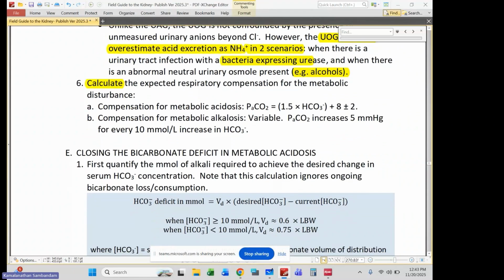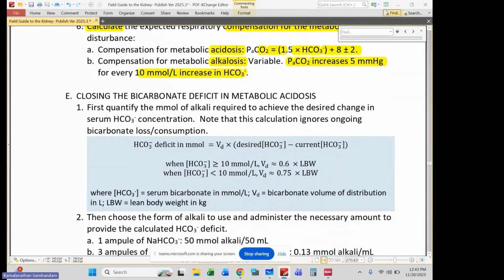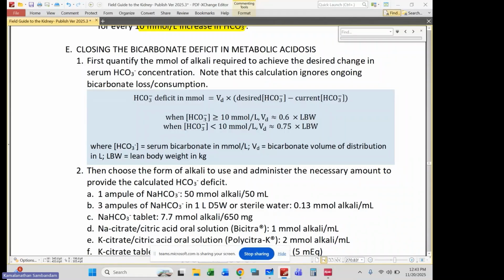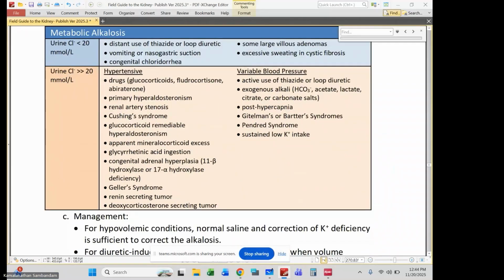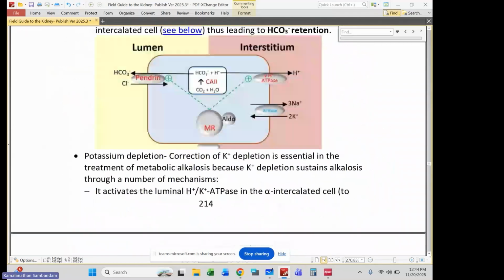And then there's the respiratory compensations. Whenever you have metabolic acidoses, you'll recognize some of these formulas for acidosis and alkalosis. Here they are. Okay. I don't memorize them. I look them up. Okay. Reasonable on time. Let me just take a look at this. Okay. We're going into the alkalosis soon.